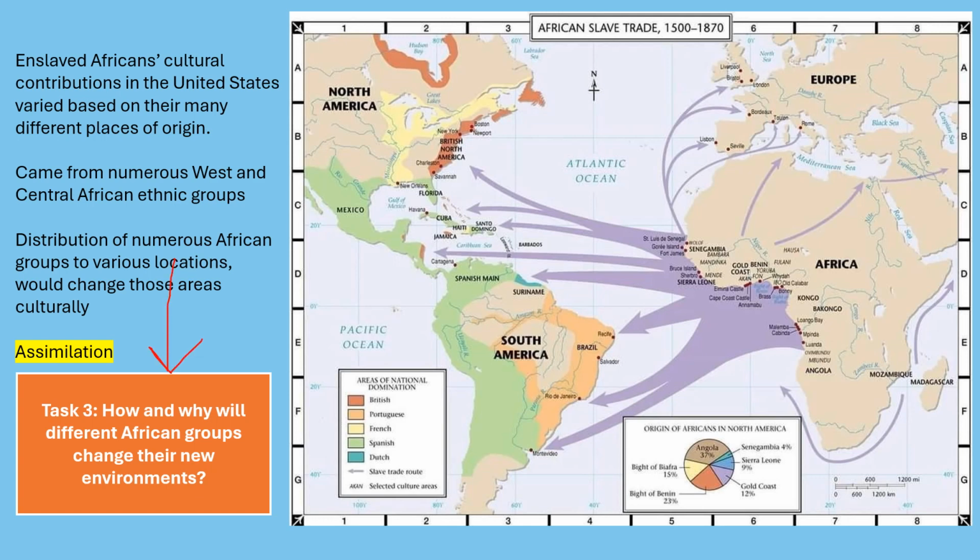Here we have yet another task. How and why will different African groups change their new environments? And it's really a question about any group moving at any particular point. When they get to their destination, they're going to bring their religion, their culture, their way of life, and it's going to bring up this point of assimilation.